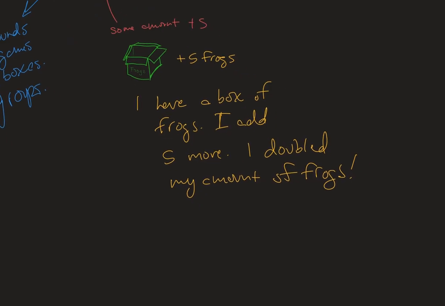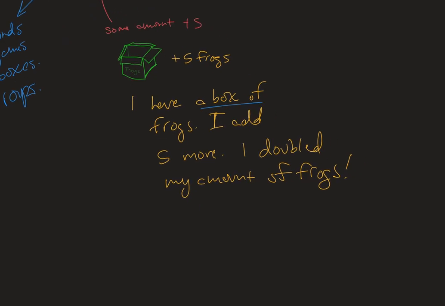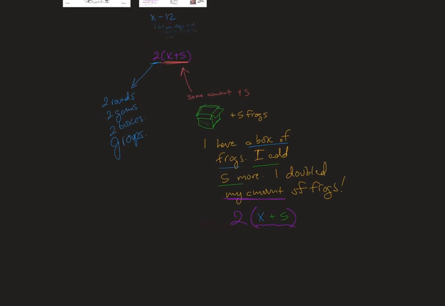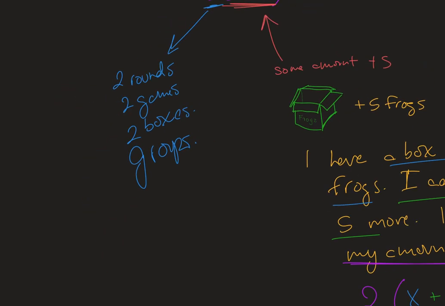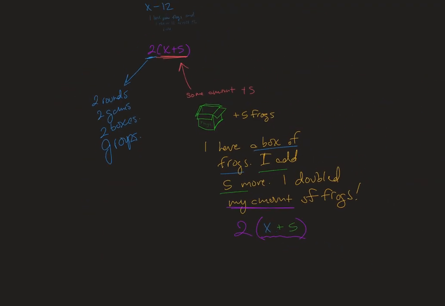So here's what I just said. I have a box of frogs. That's X. I add 5 more. And then I doubled my amount. My amount is this thing I'm talking about, okay? So here, I guess I should do that again. I doubled it. I'm doubling my amount. So that is 2x plus 5. So that wasn't 2 rounds or 2 games. It was 2 boxes, and in which case we had an amount, right?